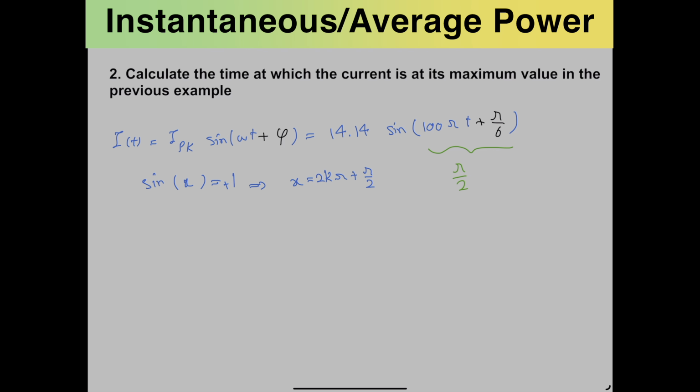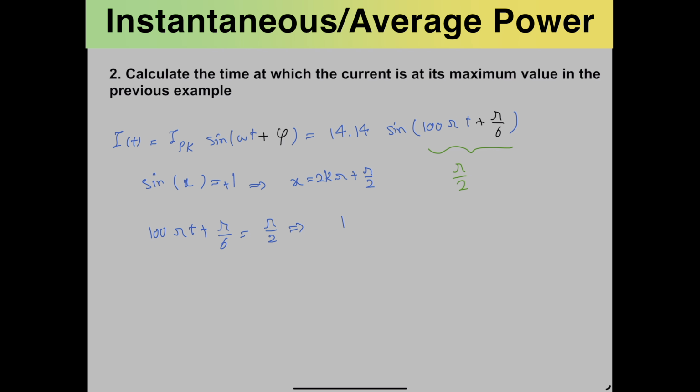2k pi, indeed, if you want to actually know exactly at +1. So it is pi over 2 plus 2 pi angles, or multiple 2 pi angles. So the easiest one and the earliest moment is pi over 2. So in that case, the argument 100 pi t plus pi over 6 becomes pi over 2.